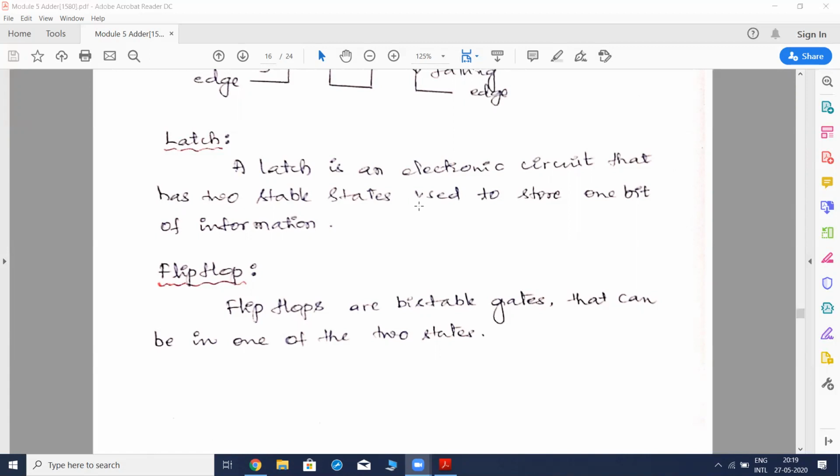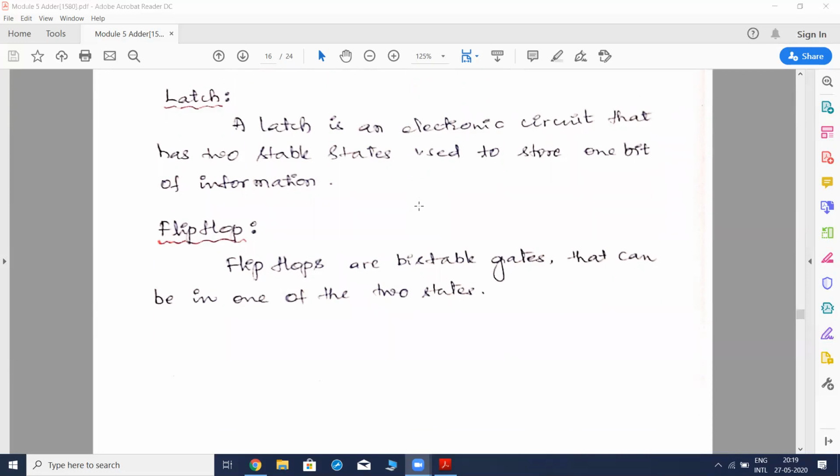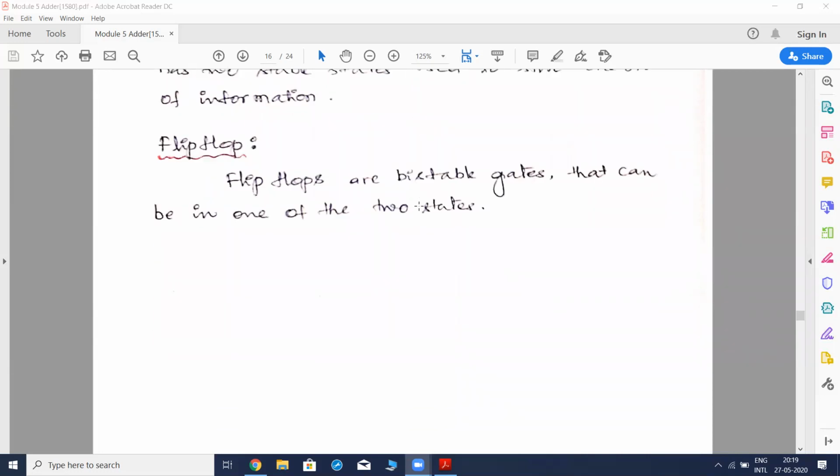Actually a flip-flop is also not much different from a latch, but there is a slight difference. We'll see the difference between a latch and a flip-flop in the next classes. For the time being, let us see what this flip-flop is. Flip-flops are bistable gates that can be used in one of the two states.